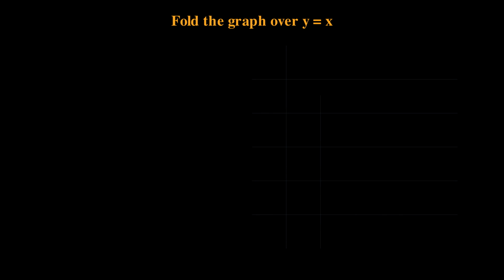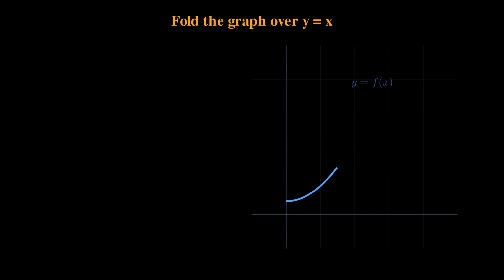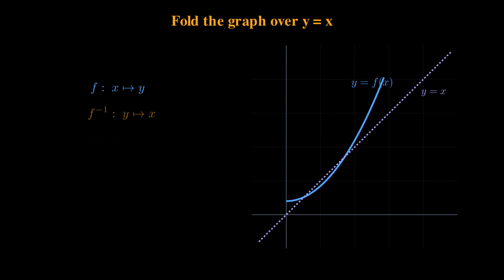That undo has a stunning picture behind it. If f sends a to b, the point (a, b) sits on its graph. Then f inverse must send b back to a. So the point (b, a) sits on the inverse. The coordinates simply swap places. And swapping the two coordinates of every point is exactly what reflecting in the line y equals x does.